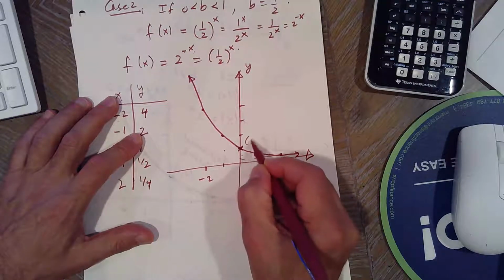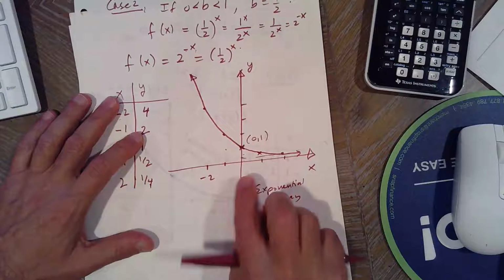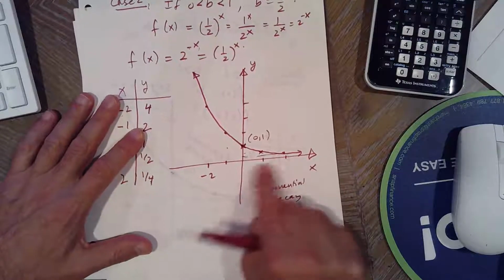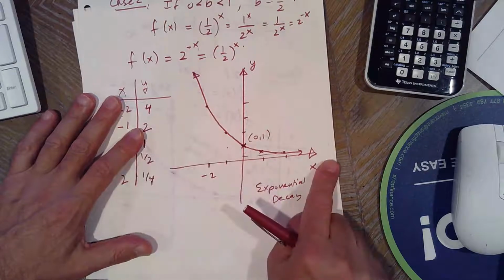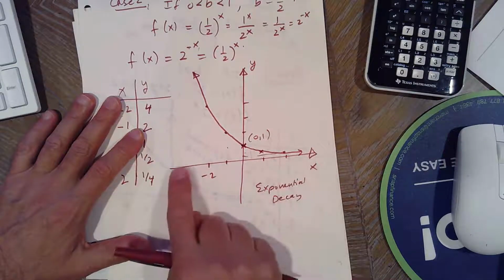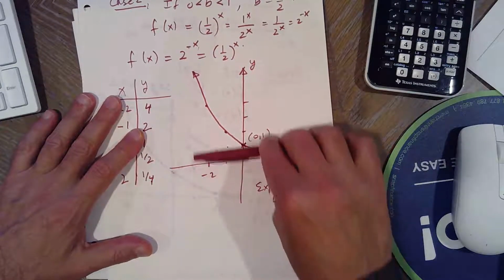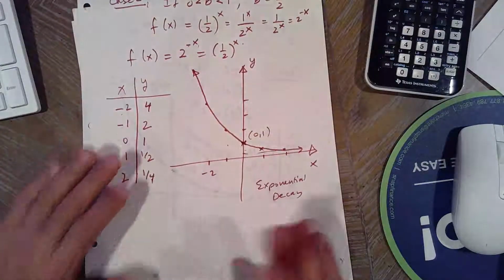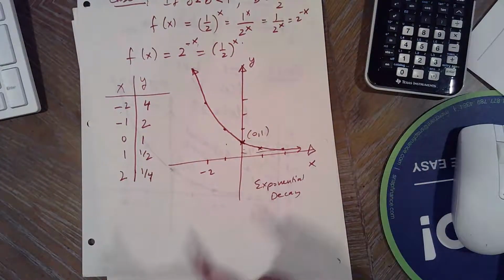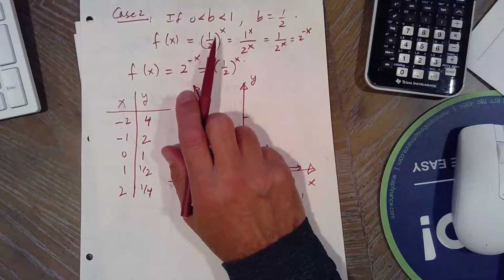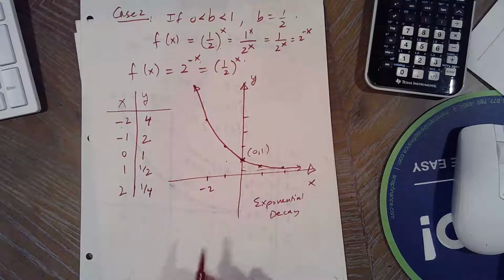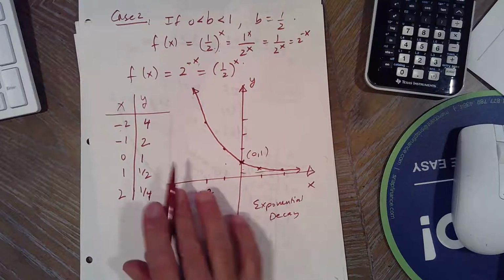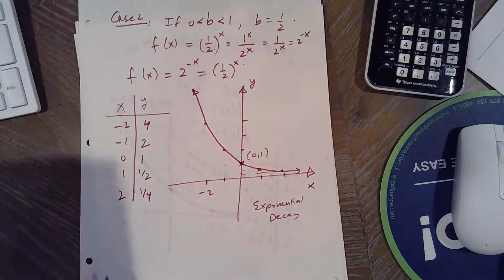It has the same y-intercept, no x-intercepts. The horizontal asymptote is the positive x-axis. It's decaying, it's going down, it's decreasing as we go from left to right. The domain is negative infinity to infinity. The range is 0 to infinity. And it's exponential decay. And again, if it's 1/2 or 1/3 or 1/10 or 1/20th, it's going to have this shape. Okay? So keep that in mind. It's decreasing instead of increasing.